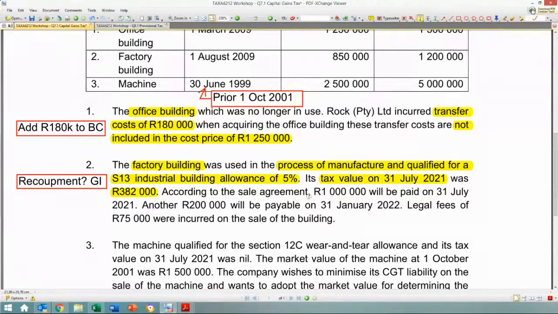And then according to the sales agreement, a million will be paid on the 31st of July, and the other 200,000 will be payable end of January. Based on the fact that 200,000 is only paid in the following tax period, will that impact the amount that I use for the proceeds? What do you think?